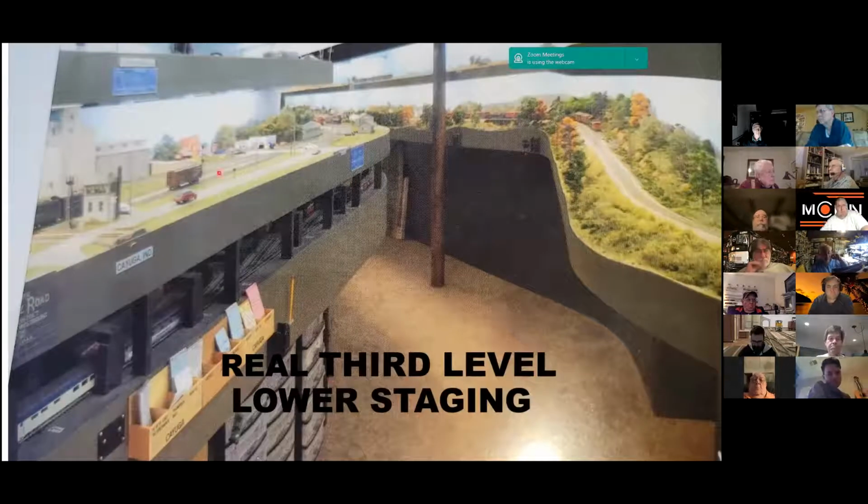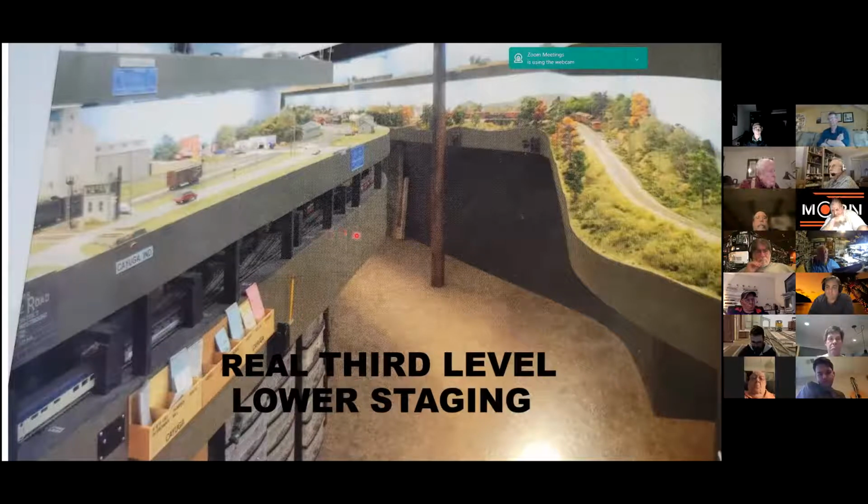Now here's a true honest to God. This is the upper 3rd deck. Here's the main or second or middle deck. And down here is genuine honest to God staging. And this goes quite a ways.